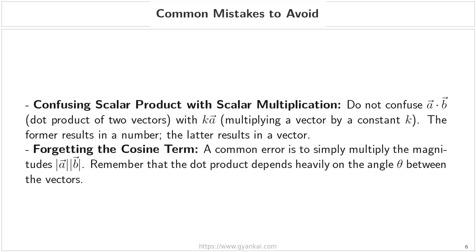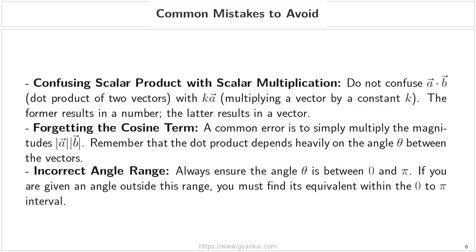Second, a very frequent error is forgetting the cosine term in our formula. It is tempting to simply multiply the magnitude of vector a by the magnitude of vector b, but that only gives you a partial picture. As we saw in our definition, the dot product depends heavily on the angle theta between the 2 vectors. If the vectors are not pointing in the same direction, the cosine term will scale that product down. Without the cosine of theta, you aren't calculating the dot product, you're just multiplying their lengths.